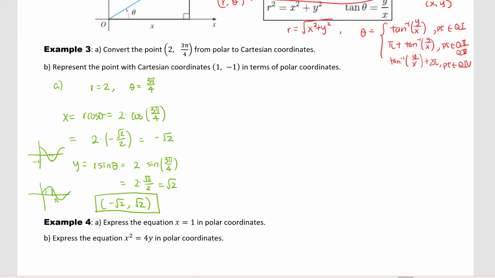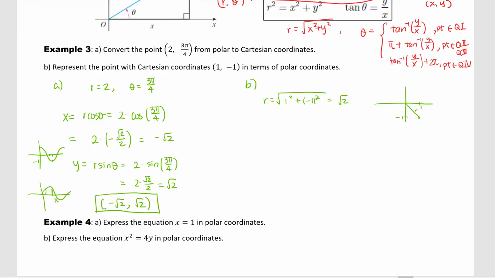How about part B? Represent the points given in Cartesian coordinates in terms of polar coordinates. I suggest you plot the points: 1 and negative 1. So 1 and negative 1 here. This is the point. What's the r? Well, r is the square root of 1 squared plus negative 1 squared. So that is square root of 2, right?